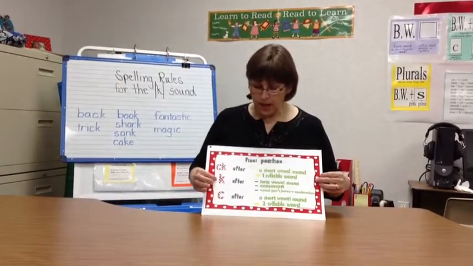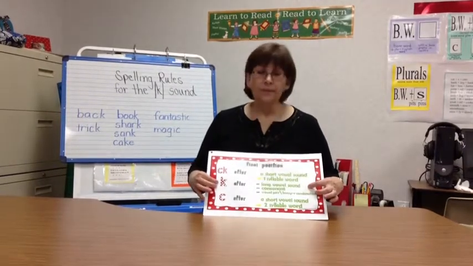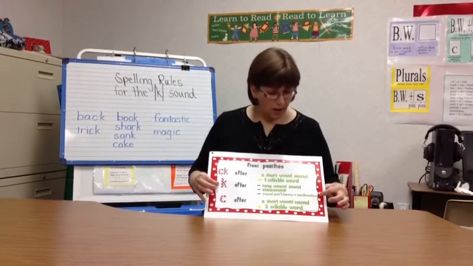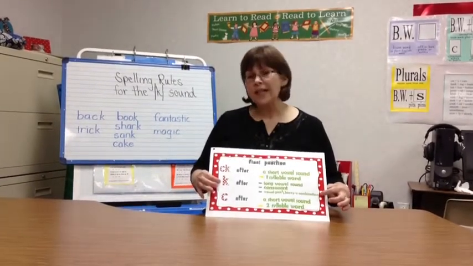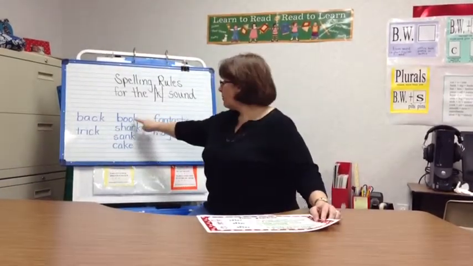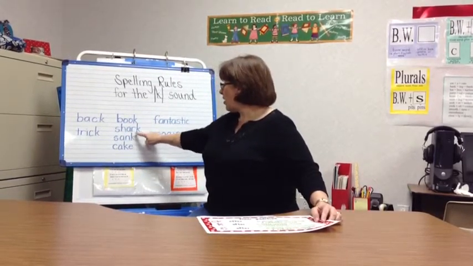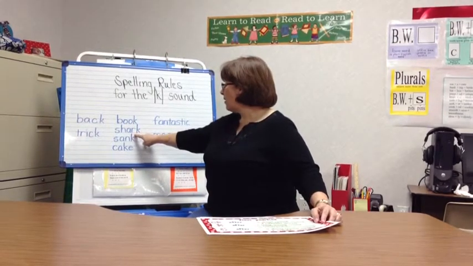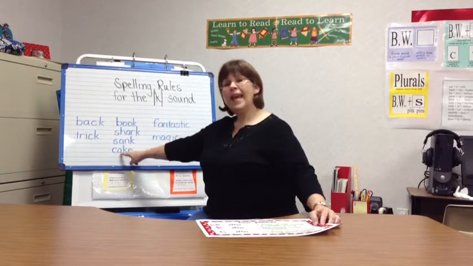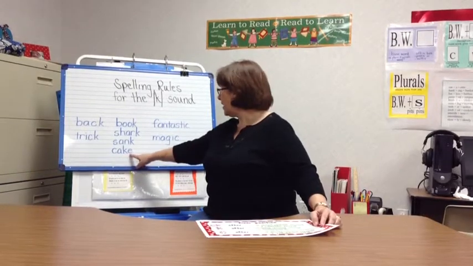When you hear the k sound at the end of a word that includes a long vowel sound, after a consonant, after a vowel pair, or a bossy R, you're going to spell it with just a K. Okay? And some examples of that are book, you see the digraph there, shark, which is after a bossy R, sank, which is after a consonant, and then cake, which is a long vowel, and K is the consonant and the silent E.